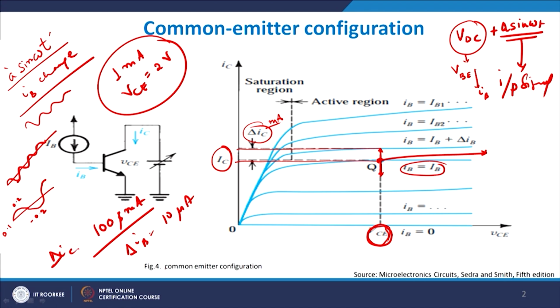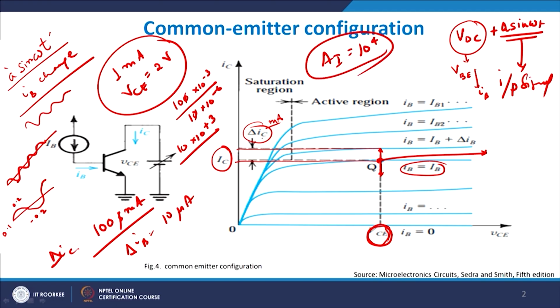So if I want to find out the current gain, I will get 100 into 10 to the power minus 3, right, divided by 10 into 10 to the power minus 6. So this cancels out, 10 into 10 to the power plus 3, right. So automatically I get a current gain AI to be approximately 10 to the power 4 times increase in current, which means that for a small change of approximately 10 microampere peak to peak, if I get a 100 milliampere peak to peak change, I get 10 to the power 4 times AI.